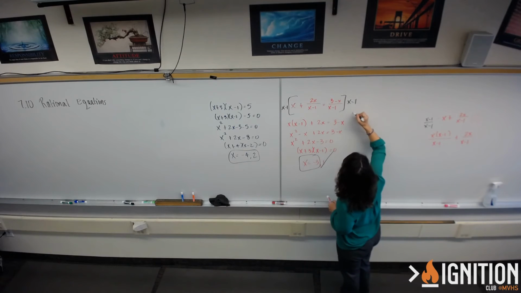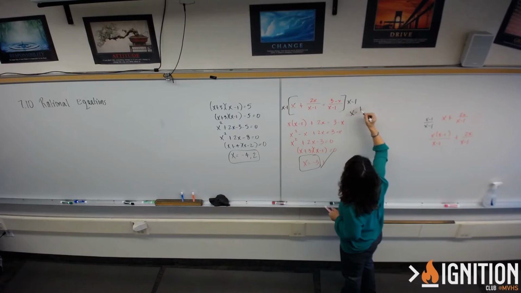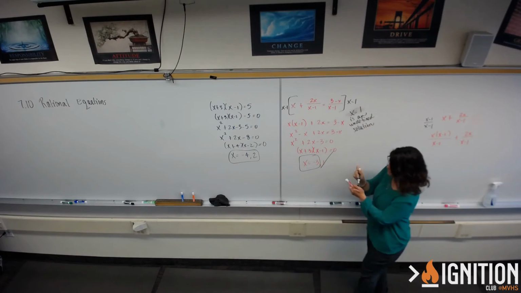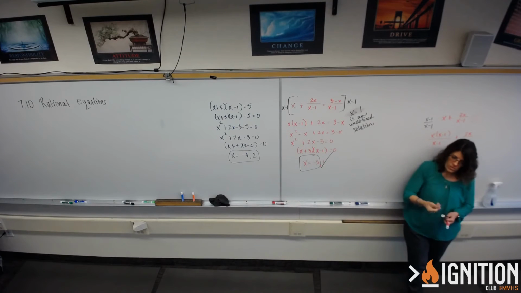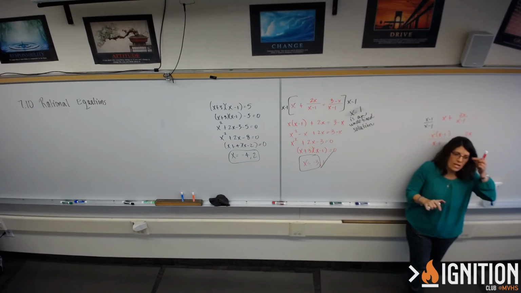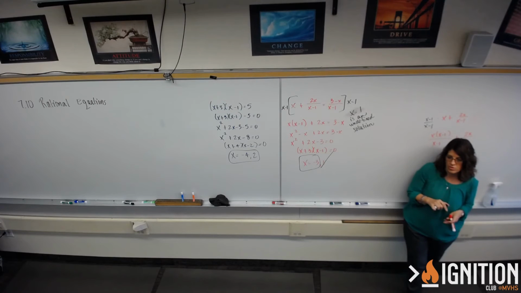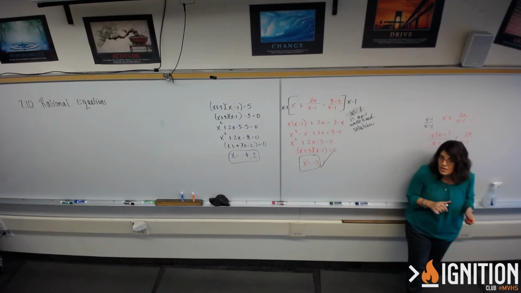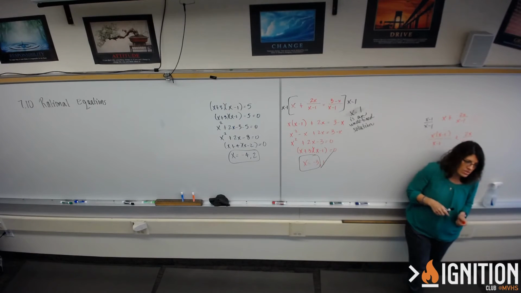From the very beginning, x equals 1 is an undefined solution. What's it mean to be undefined? Zero. 0 in the denominator. What's that look like on a graph? What does 0 in the denominator look like? An asymptote. Fantastic.